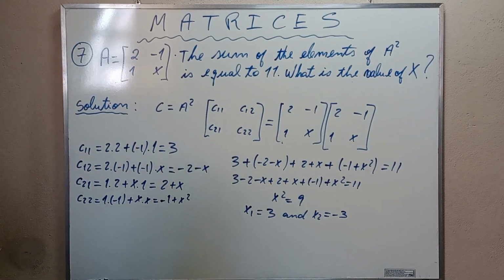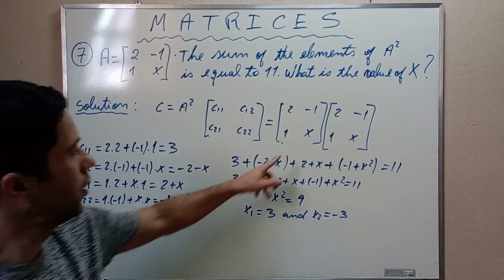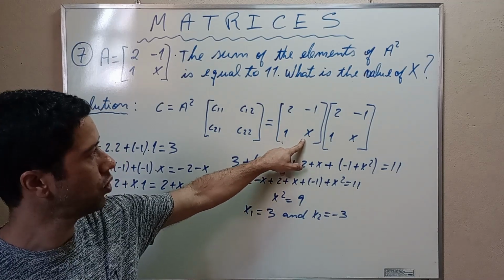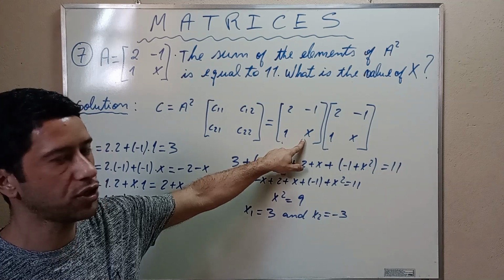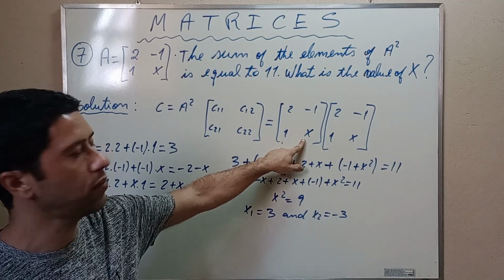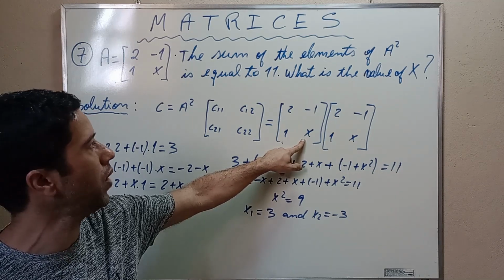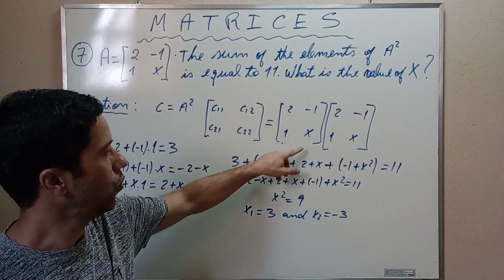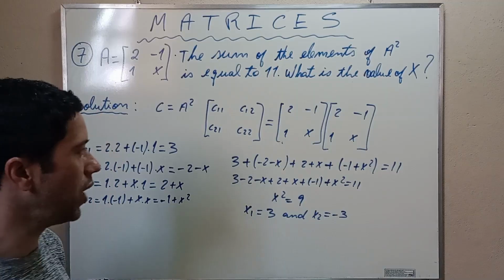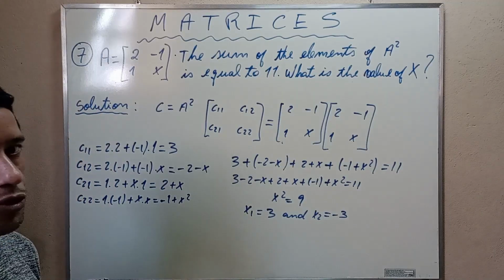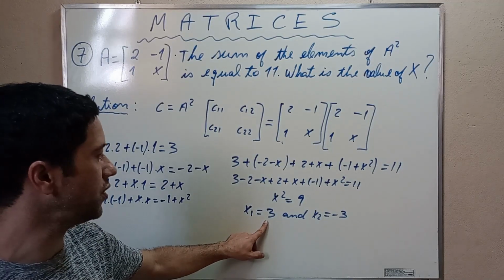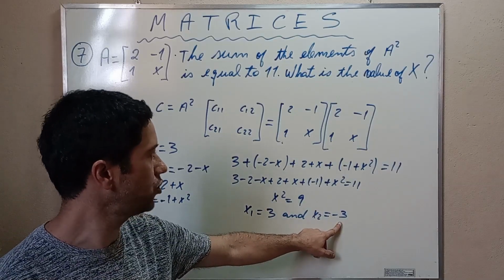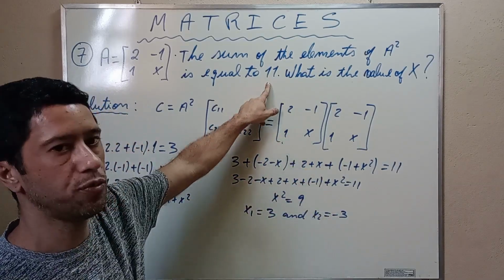We have two values for which this is true, okay? The condition is that the sum of the elements of A squared is 11. When we calculate A squared, the only possible solution is x equal to 3 and x equal to negative 3 for the sum to be 11.